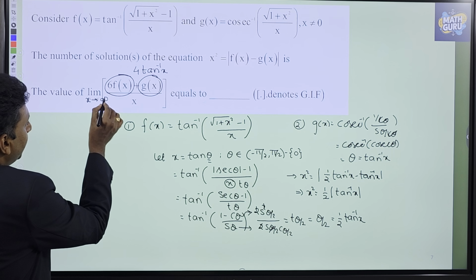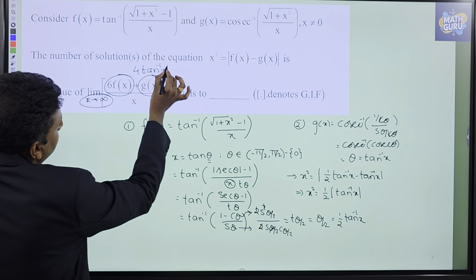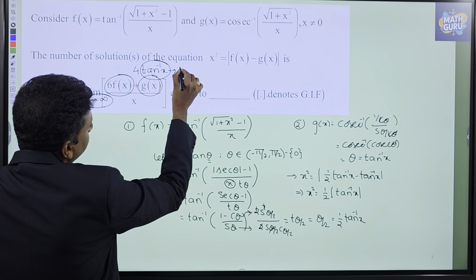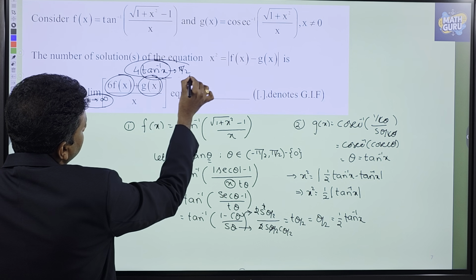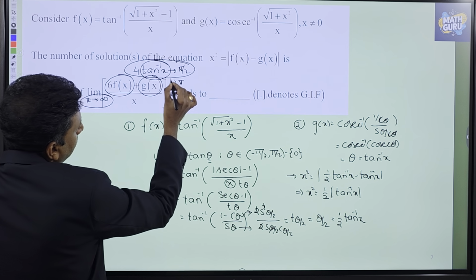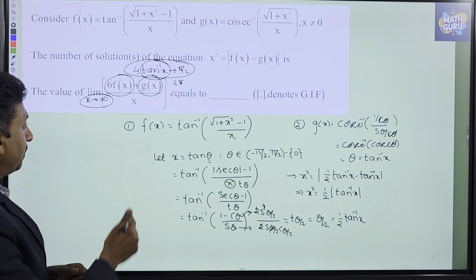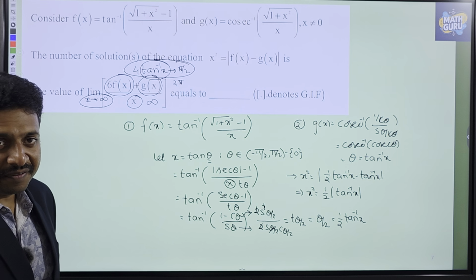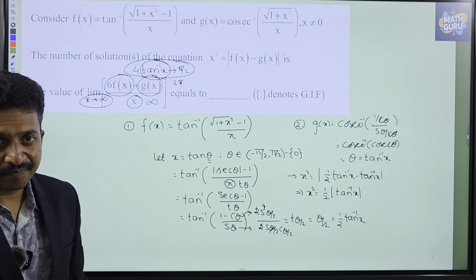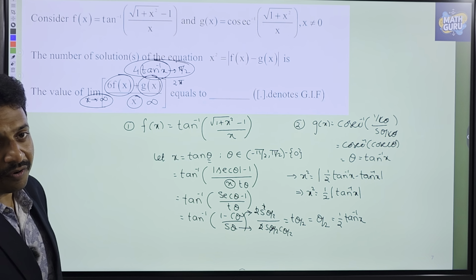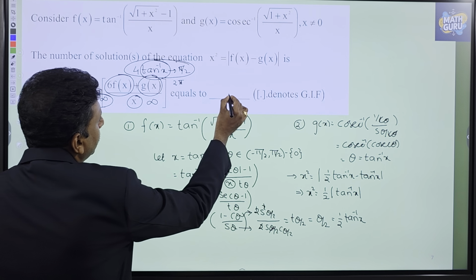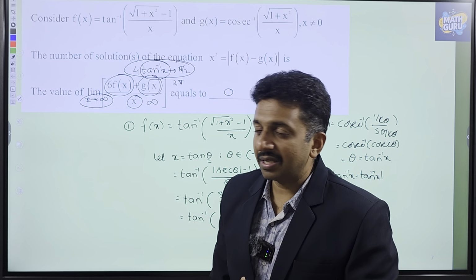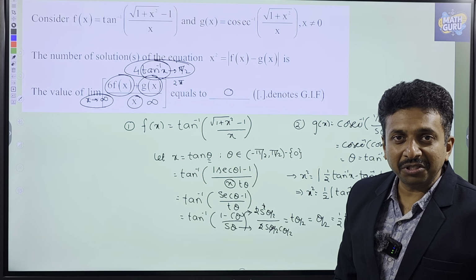But here limit x tends to infinity. As x tends to infinity, tan inverse x tends to pi by 2. So 4 tan inverse x tends to 2 pi. It will be slightly on the lower side of 2 pi, but you are dividing with infinity. So 2 pi by infinity goes to 0 plus, and the integer part of 0 plus is equal to 0. So that's how we solved this question. Hope you have enjoyed the solution. Thank you.